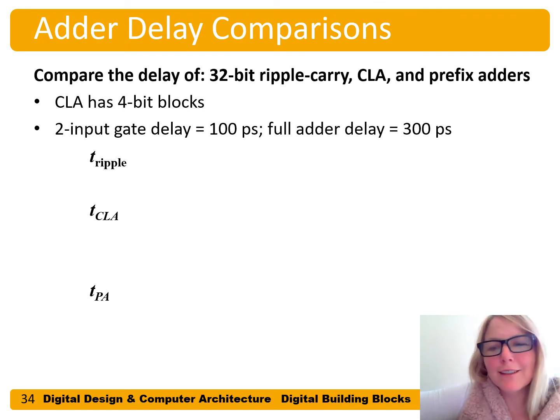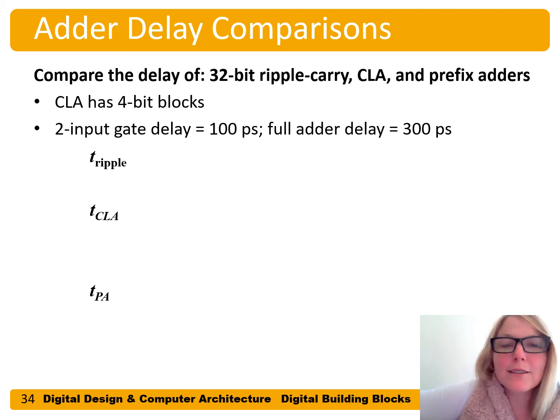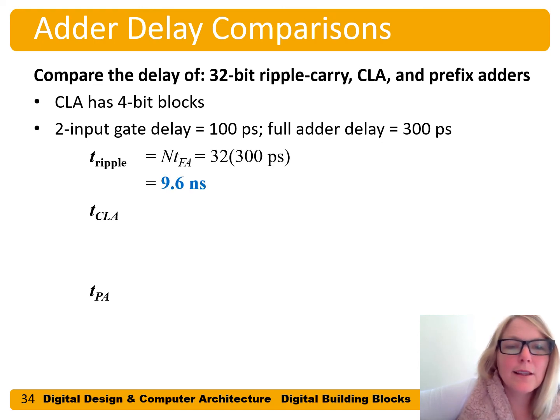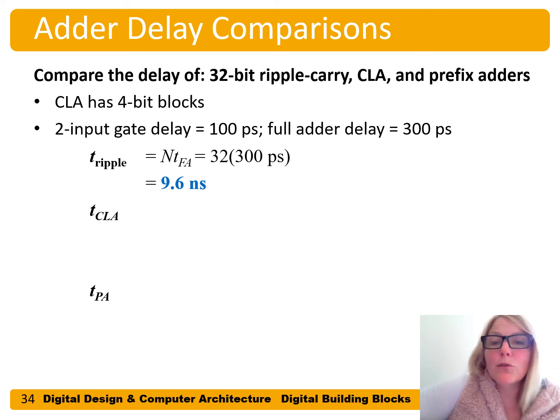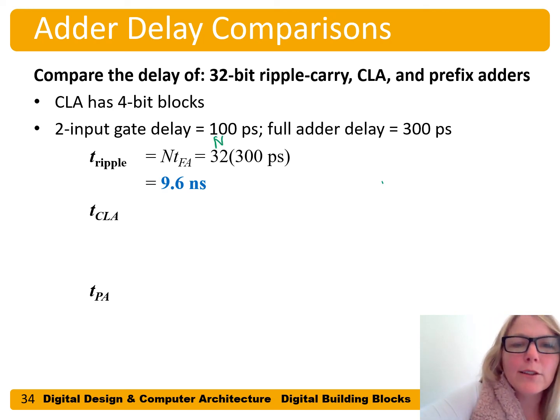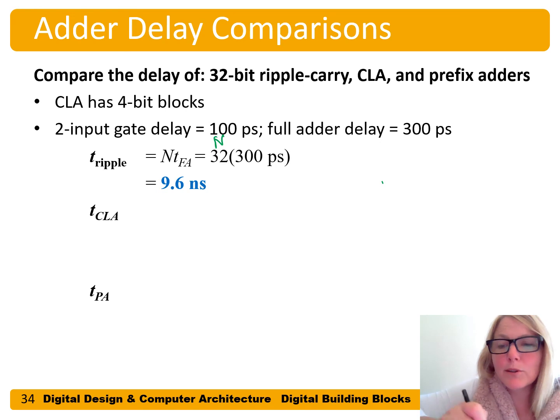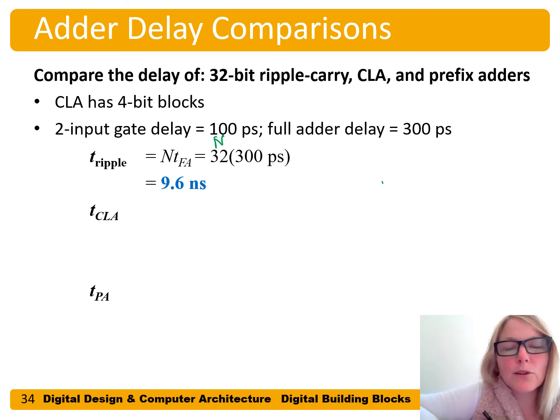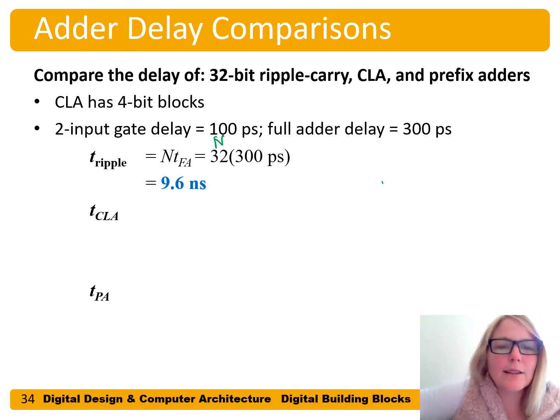So let's compare the adder delays for all these three types of adders, carry propagate adders, CPAs. So let's suppose we have a 32-bit adder, and our carry look ahead adder is going to have 4-bit blocks. And let's say our 2-input gate delay is 100 picoseconds, and the full adder delay is 300 picoseconds. Well, ripple carry adder, we have 32, right? The number of bits times the full adder delay, because that carry just ripples through each of those adders. So we're going to get 32 times 300 picoseconds, 9.6 nanoseconds.